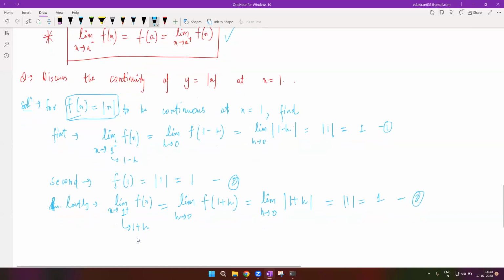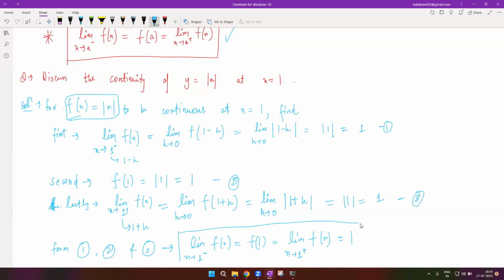Now you can check that first, second, and third, all of these equations are giving you the same answer. From first, second, and third, limit x tends to 1 negative f(x) is equal to f(1) is equal to limit x tends to 1 positive f(x). Right? And all of these values are equal to 1, which suggests that the given function is continuous at x is equal to 1.